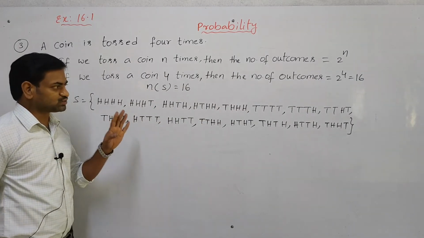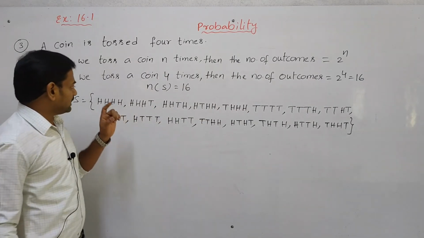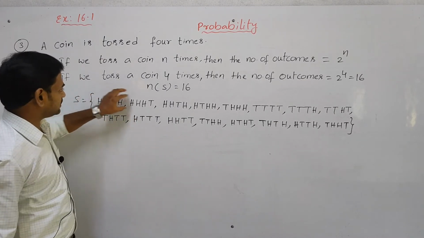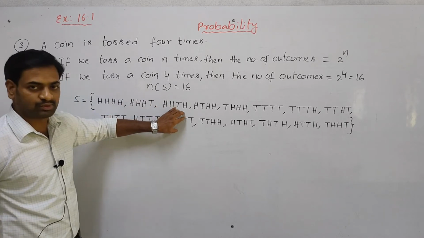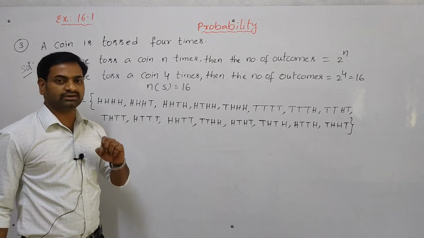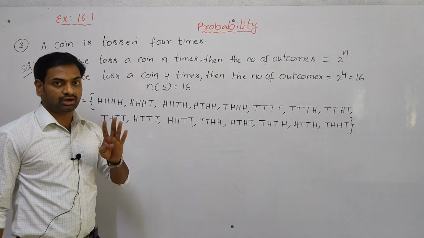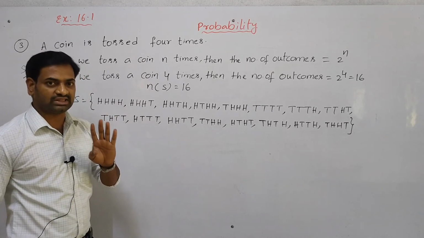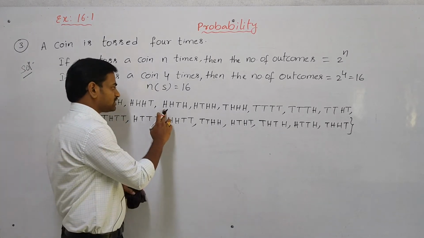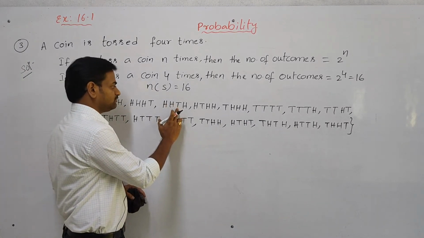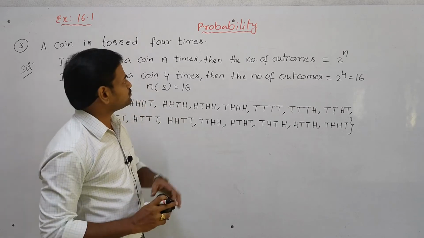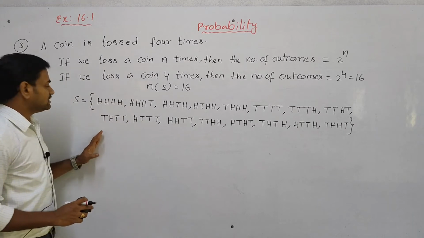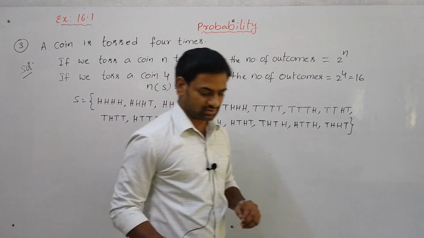If you observe, every sample point has 4 terms. What is the meaning of that? It is tossing the first time, tossing the second time, tossing the third time, tossing the fourth time, because we are tossing 4 times. So it is the sample space for this one.